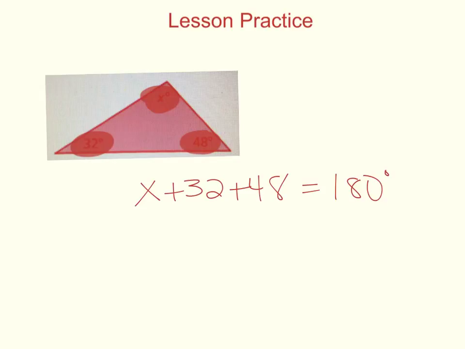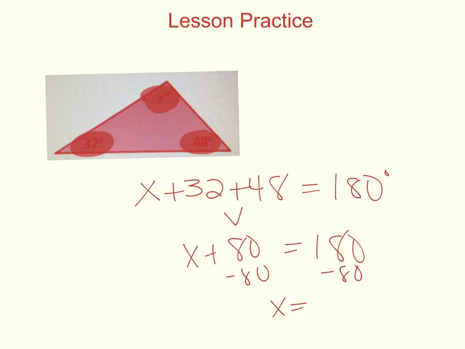Now our goal is to find the measure of x here, and in order to find the measure of x, we have to solve our equation. So 48 plus 32 is going to give us 80. And then we're going to be left with x plus 80 is equal to 180. Now if we subtract 80 on both sides, we get x is equal to 100. So I can say that the value of this missing angle measure is 100 degrees.